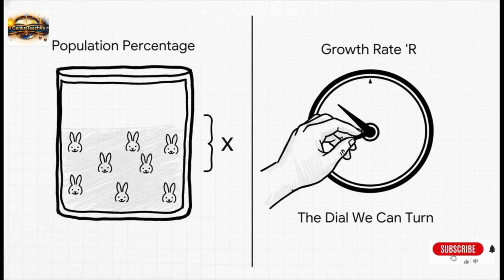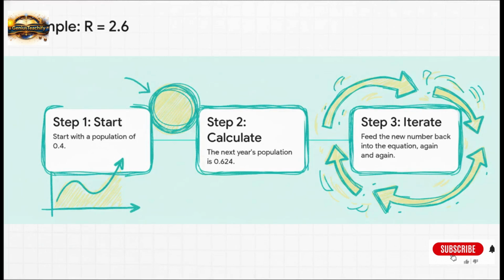And R, well, R is the fun part. That's the growth rate. Think of it like a dial we can turn up or down to control how fast these rabbits make more rabbits. Let's try it. We'll set our growth rate R to a nice, moderate 2.6. And let's say we start with a population of 0.4. When we run the equation once, we find out the next year's population is 0.624.